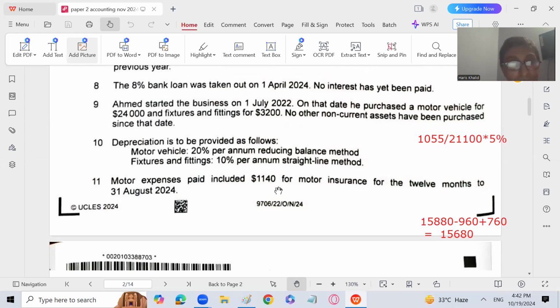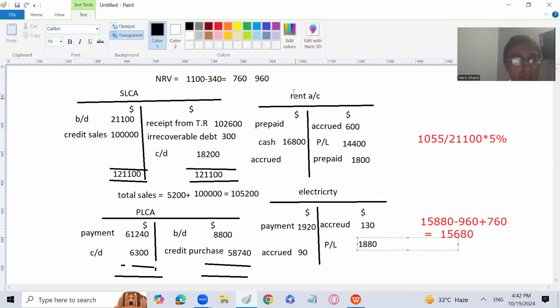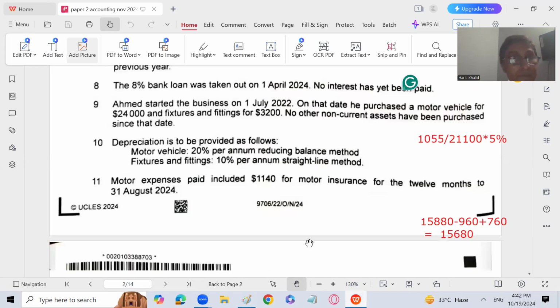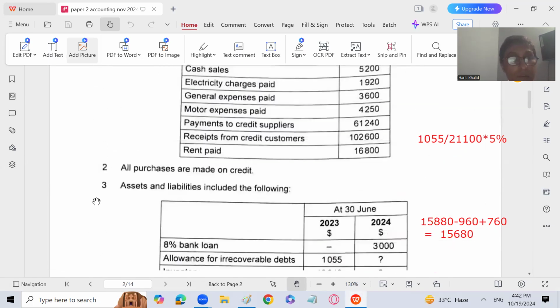So that is prepaid motor expense. And how are we going to calculate it? Because 1140, which is included in the motor expense, is for 12 months. So I will calculate it over here: 1140 multiplied by 2/12. That amount is supposed to be taken as prepaid, and it is going to be subtracted from the motor expense because it is prepaid.